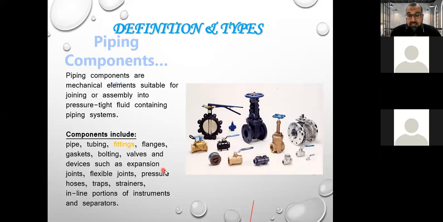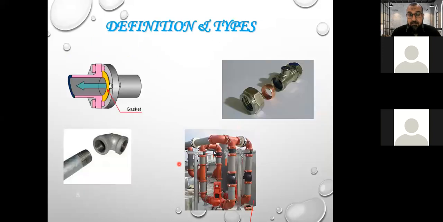Another joint, as I said, like elbows and tees. This is to connect the pipes together to have piping. And what is the purpose of this piping? It is to transfer the fluid from one area to another area. This is another component, a gasket and flange. And this is another area of piping components.